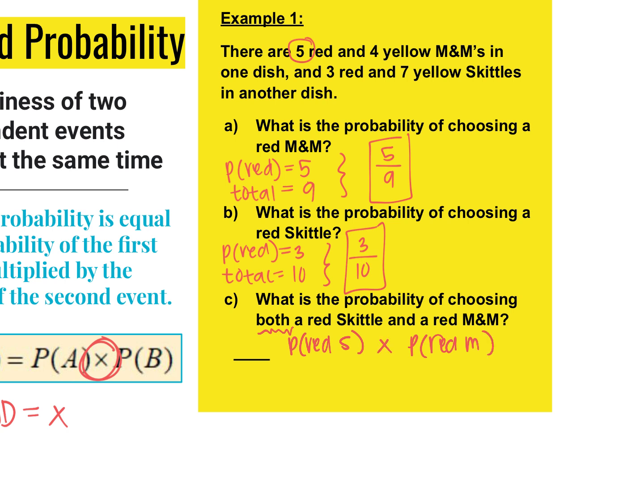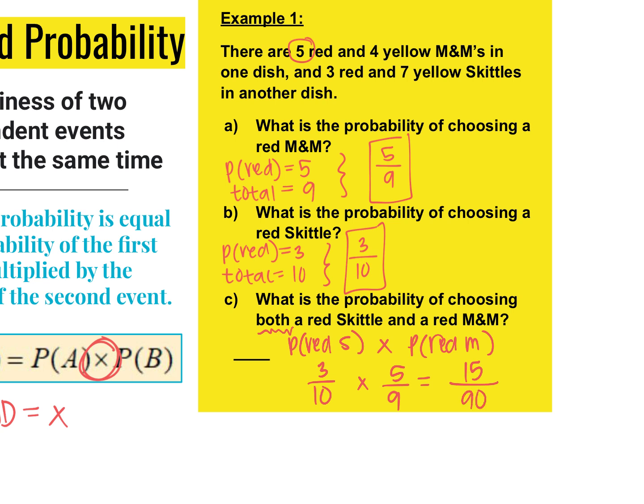So we've already found these individually, which is nice. So that red Skittle that we had was 3 out of 10 probability. The red M&M was 5 out of 9. And what we are going to do is multiply these across the top. Now, quick reminder with your fractions, right? We are going to multiply right across the top. So 3 times 5 is 15. 10 times 9 is 90. And that is our probability.